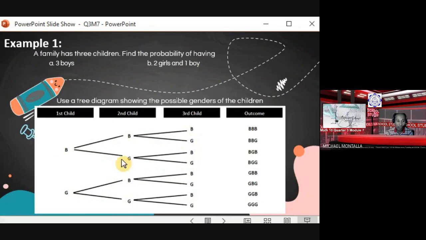Now, we are going to connect the dots. Okay? Pag kinonnect natin yung mga dots or lines, okay, lines, ang interpretation dyan ganito. Okay. Yung B dito, boy. Can you see what my mouse is pointing now?